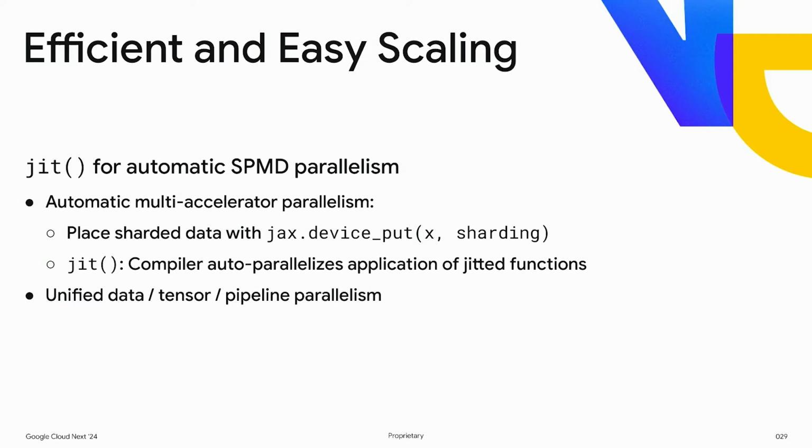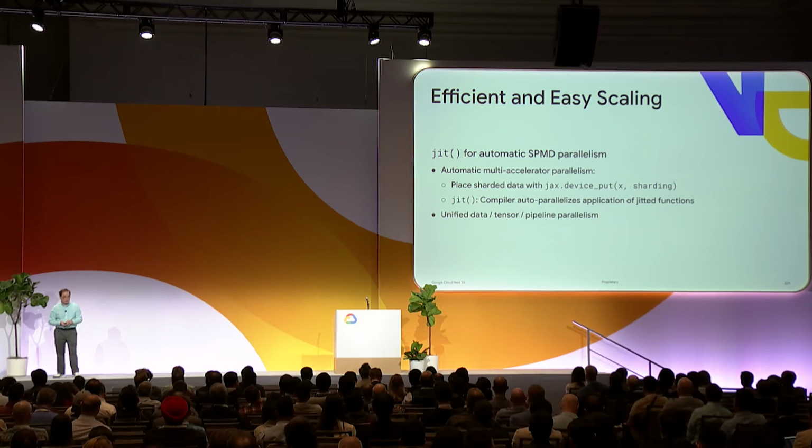So, easy and efficient scaling. It includes parallelism and sharding. So to do parallelism, one of the key things to use is jax.device_put and give it sharded data. JIT works along with that to do parallelization, and then you have a number of different options for the types of parallelization you want to do. Data or tensor or pipeline parallelization.